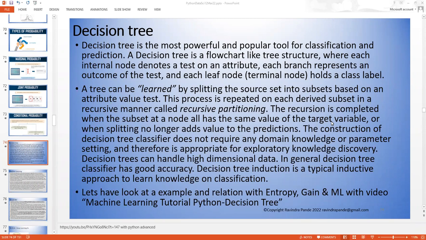Decision tree induction is a typical inductive approach to learn knowledge on classification. Now, this is a really important part. So what we are doing at the end of the day is just trying to find the alternative paths available to me. And how do we find them? We find them through entropy and gain. So we try to achieve more and more gain and less entropy on the way. And we do it with recursive partitioning.